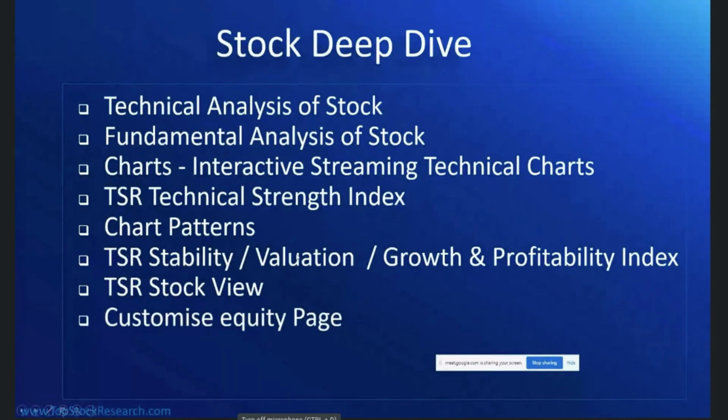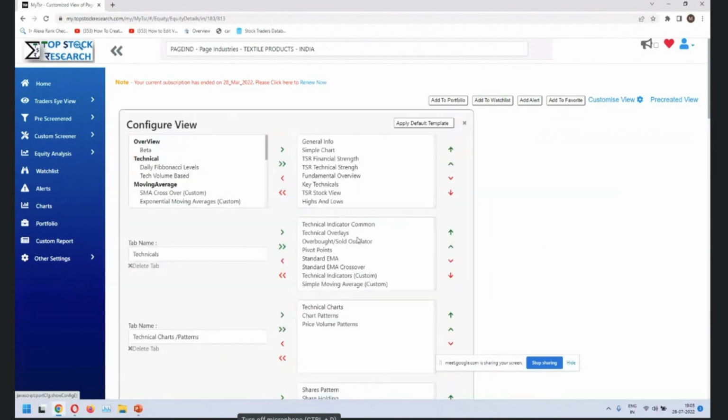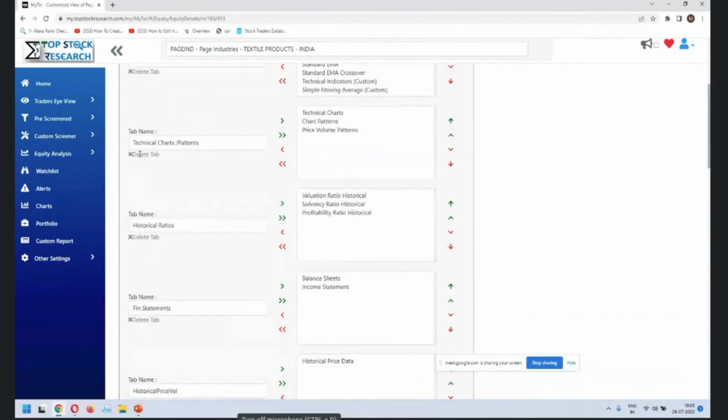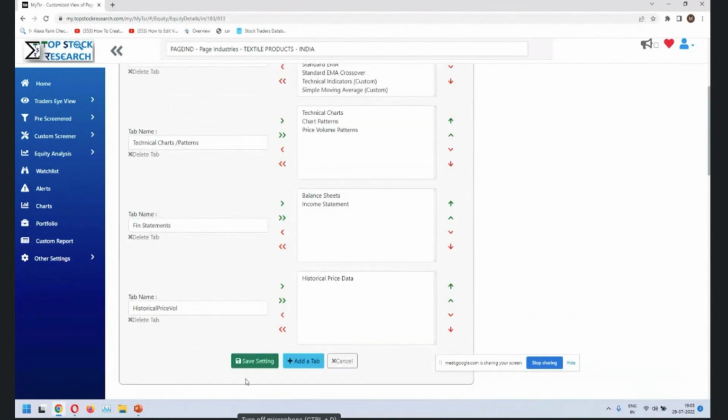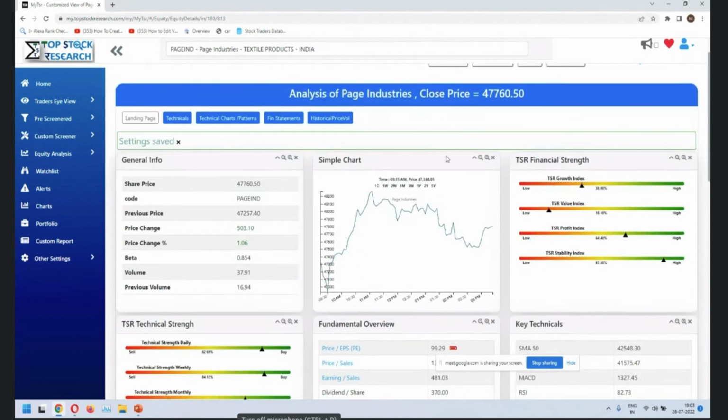Right. So next one is customize equity page. You can customize your equity page the way you want to. So the default customization is like this. If you feel that you are not interested in, let's say, you are more of a technical person, not interested in fundamental, just go there, right? Remove the fundamental analysis tabs, right? So historical ratios gone. Save the settings. So instead of 6 tabs, now you have fewer. So we have removed some of the fundamental ones here, right? That's how you can customize. Size wise, we have already discussed. Moving up and down, we'll cover in subsequent sections.